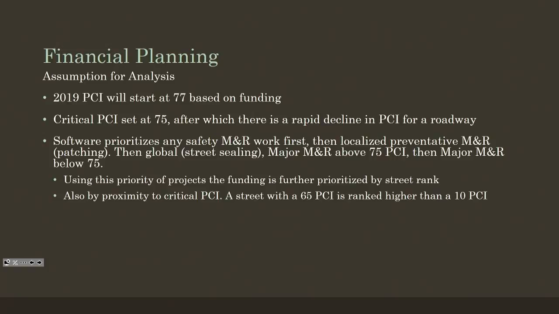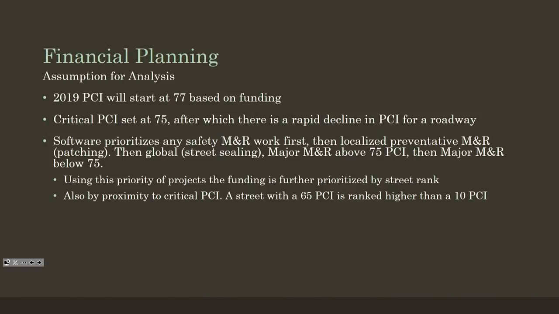The software, when it looks at this, it prioritizes our street funding program. Whatever number we put in here, it goes through an analysis and says, okay, first, we're going to do all the safety patching that we have to do. Then we're going to go to more of the global patching, which we do citywide. Then once that's taken care of, it looks at the street sealing program, and then the major works, or our mill and overlays that are above a 75, and then the ones that are below a 75. And then it goes even further and prioritizes projects by rank. So that's where we say we want to do the minor arterials and the collectors and the local roads last. And then finally, proximity to critical PCI.